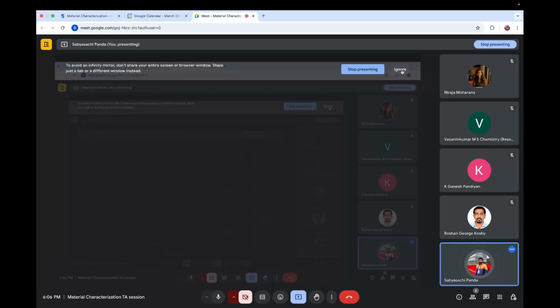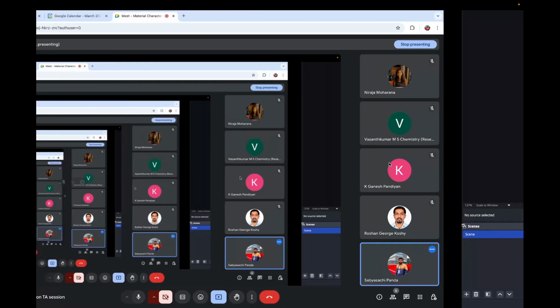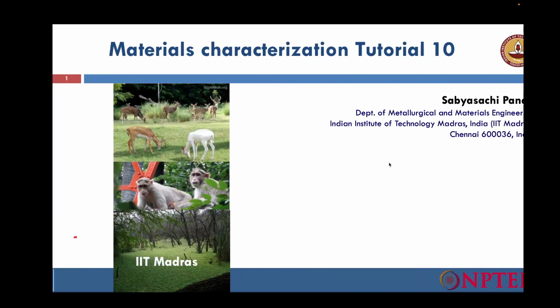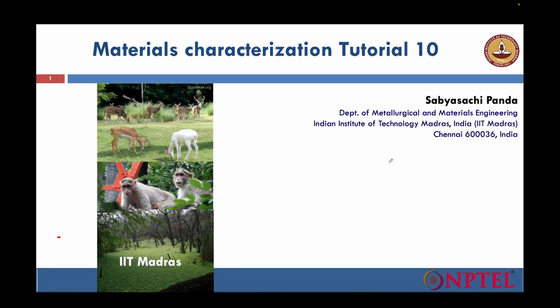Okay, I hope my screen is visible. Can anyone confirm whether it's visible or not? Yes, sir. Screen is visible.